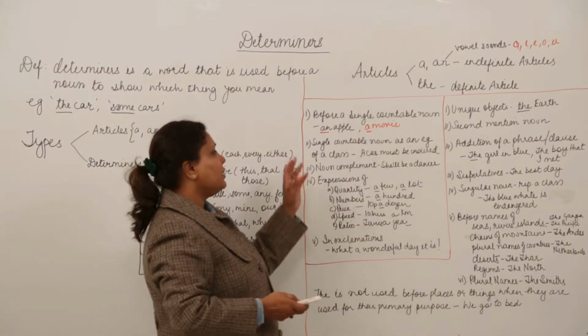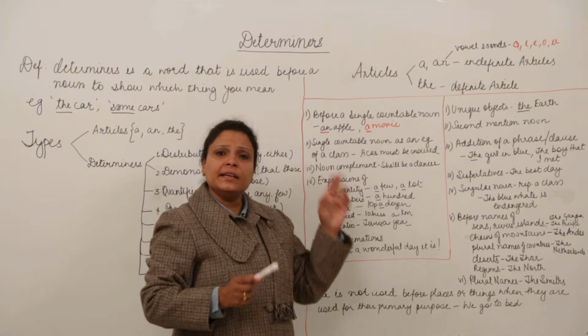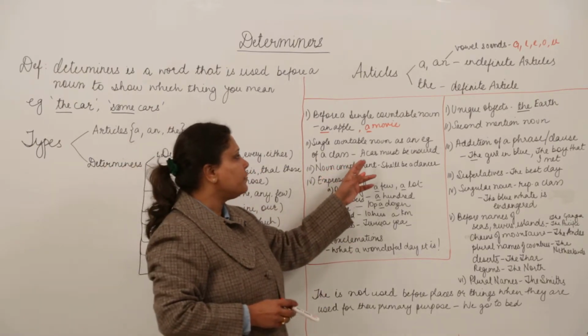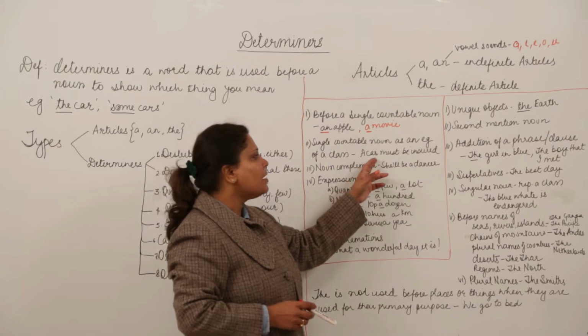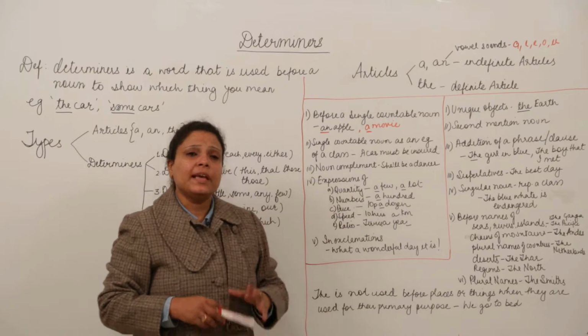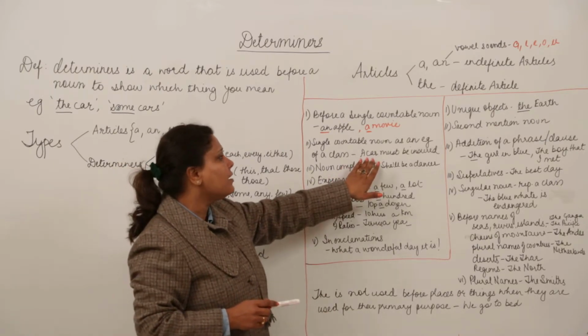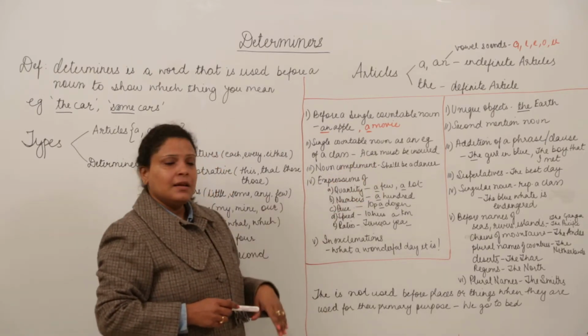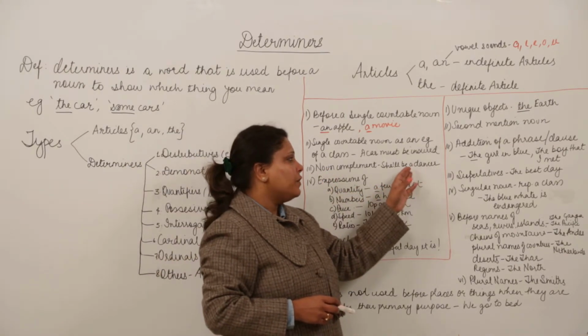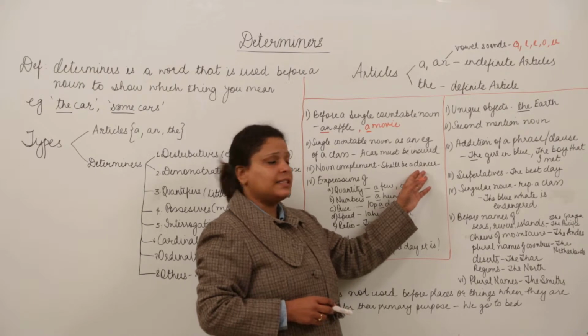Then when you are mentioning that single countable noun for the first time, we use a. A car must be insured. That is for general examples, we are using here a car as a class. Then we have the noun complement: she will be a dancer, when we are using a noun to specify something.